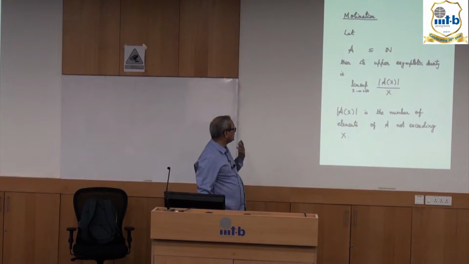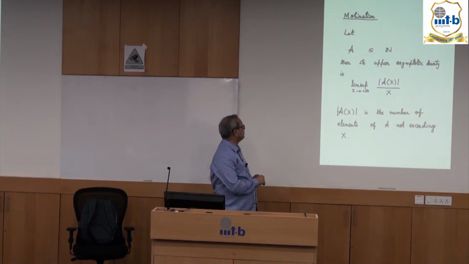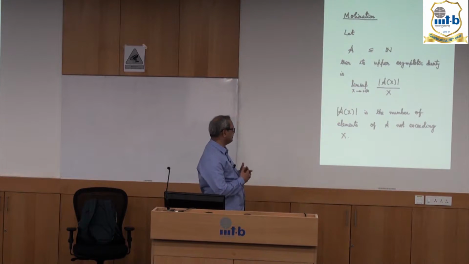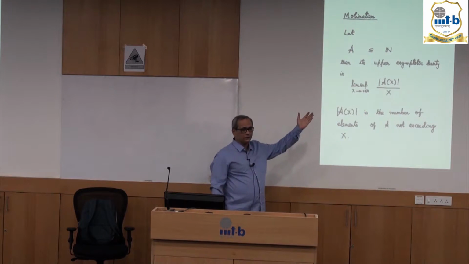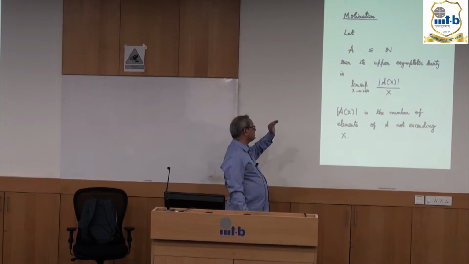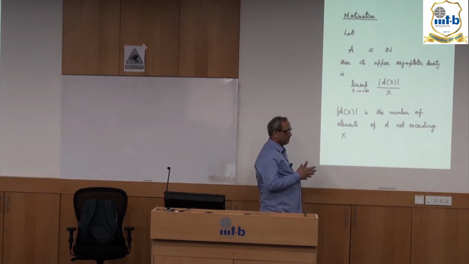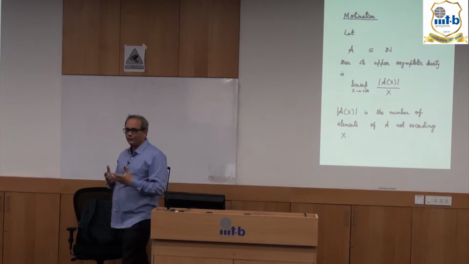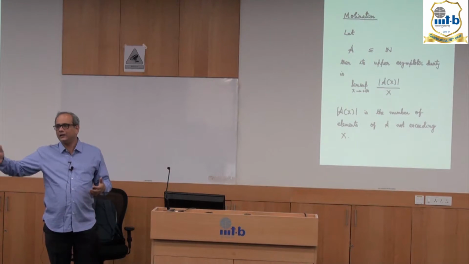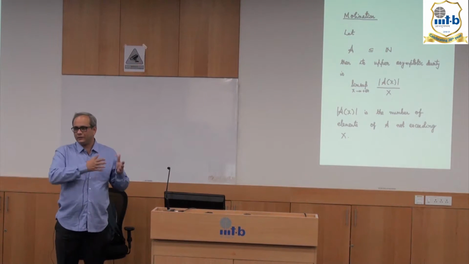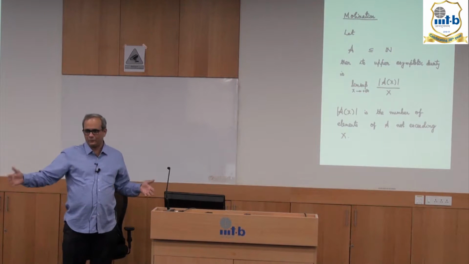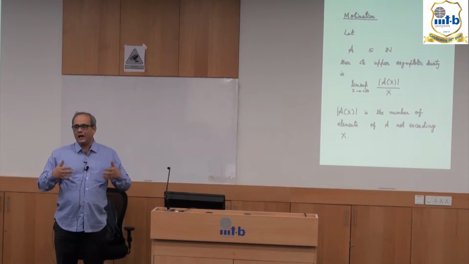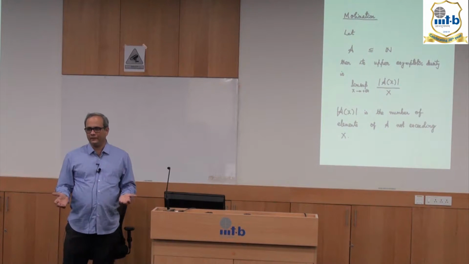Now why did we consider this question at all? Here is the motivation for the question. Let A be a subset of the natural numbers. Then consider its upper asymptotic density. When you have infinite sets, measuring the cardinality doesn't make sense. But what you can do is take the cardinality up to x, meaning look at the number of elements in that set up to x, divide by x, and look at that ratio as x goes to infinity.